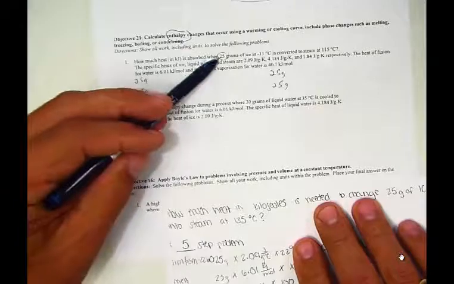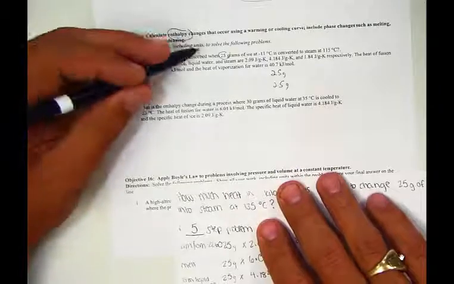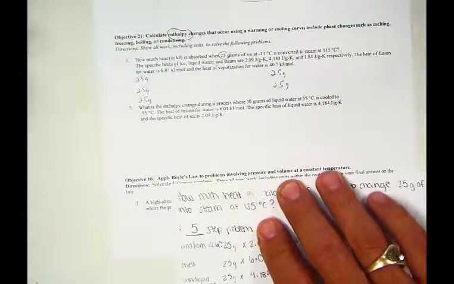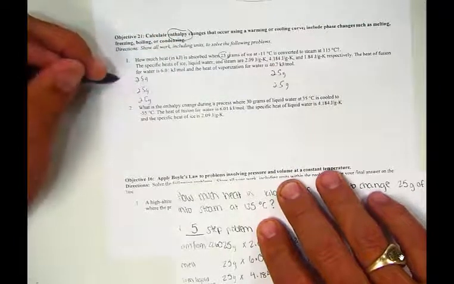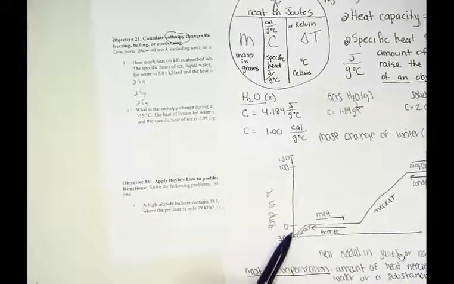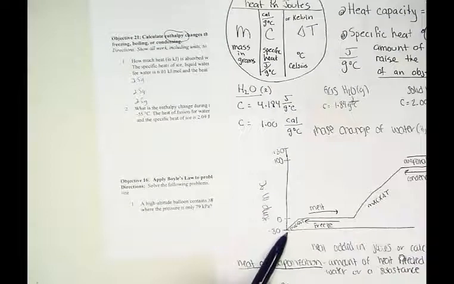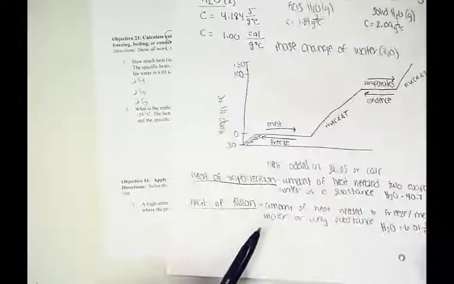So the first one says 25 grams of ice at -11. So I'm needing a change in temperature. It's got to be first warmed up to the point where it melts. So the first part is an MC delta T part, a change in temperature for this part. That's going to be heat of, it's just an MC delta T.